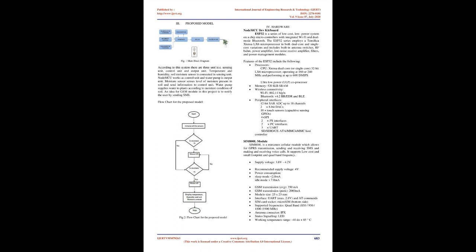Peripheral interfaces. SIM800L is a miniature cellular module which allows for GPRS transmission, sending and receiving SMS and making and receiving voice calls. It supports low cost and small footprint in quad-band frequency.